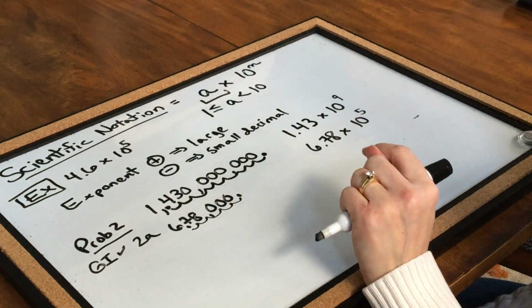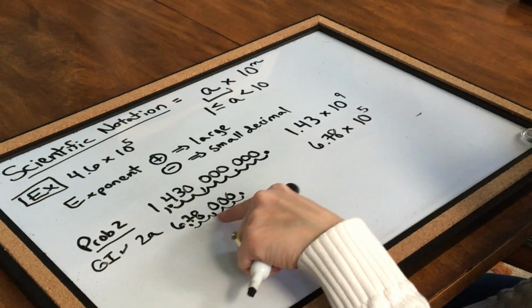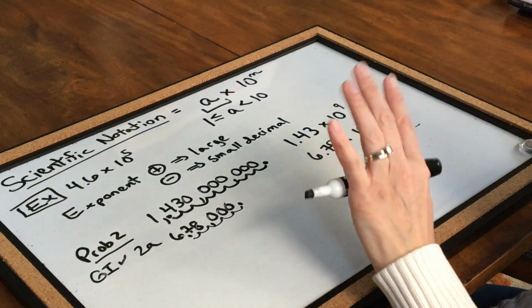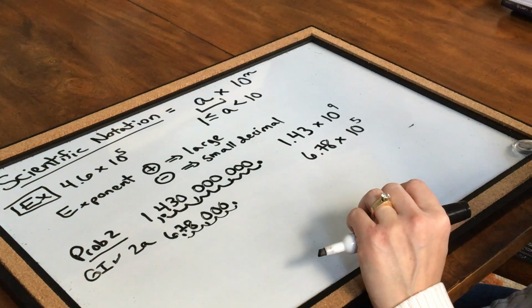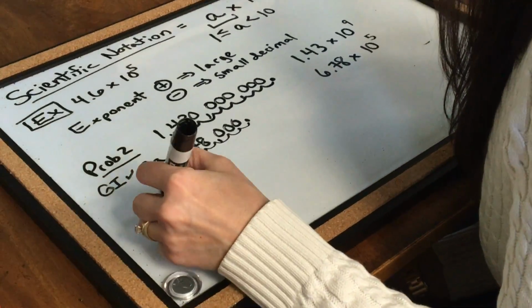I'm going to take this opportunity to remind you, it's not the number of zeros. It's the number of moves. So here I have to move through the 8 and then the 7. That's okay. It's the number of moves, not the number of zeros. All right, hope you got it check 2A. Let's move on to problem number 3.